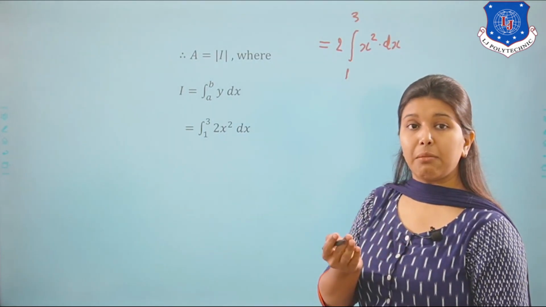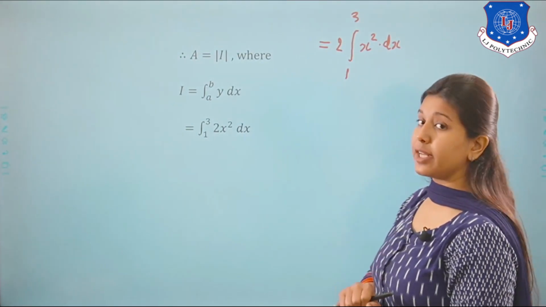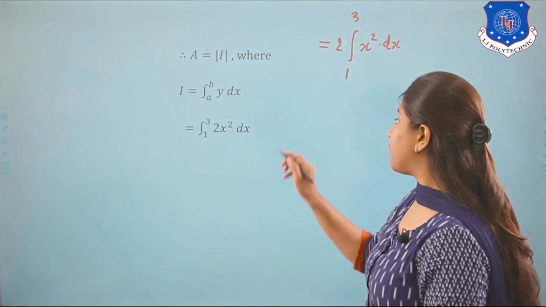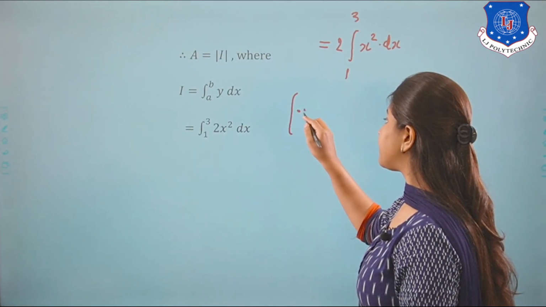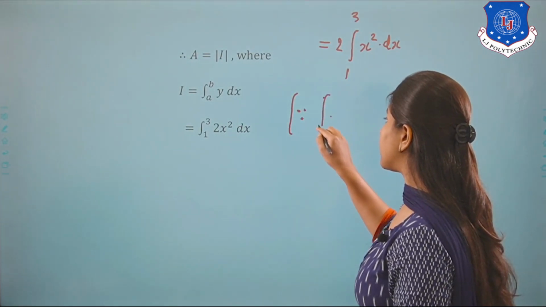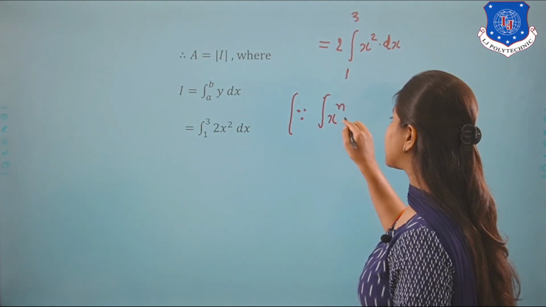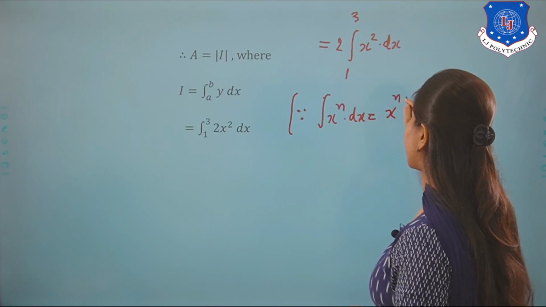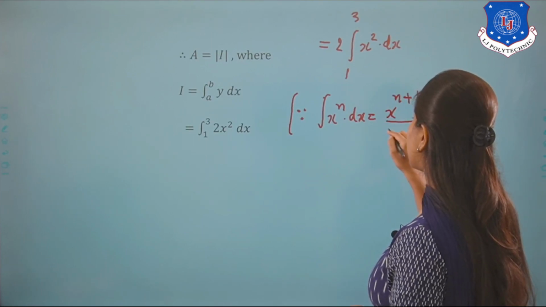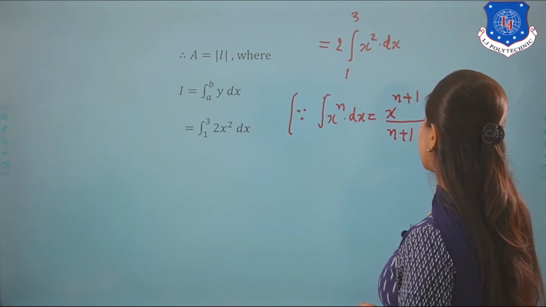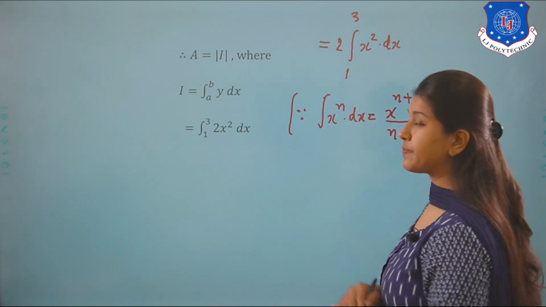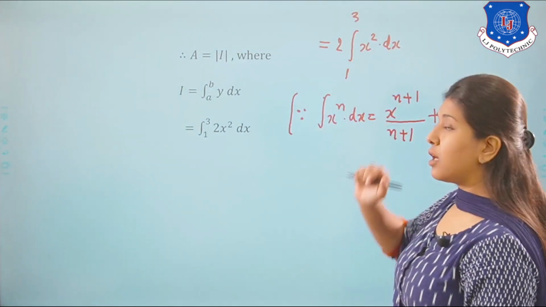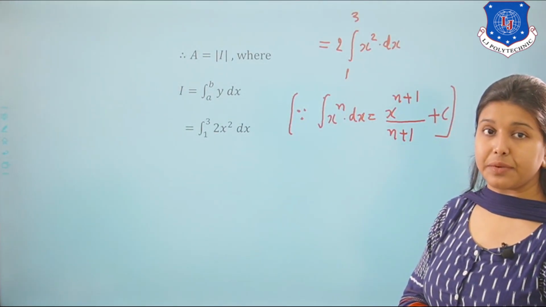Right. Now what about the integration of x square dx? To solve this, we have the formula, that is integration of x raised to n dx is equals to x raised to n plus 1 upon n plus 1 plus c. Using this formula, we can easily find the integration of x square.